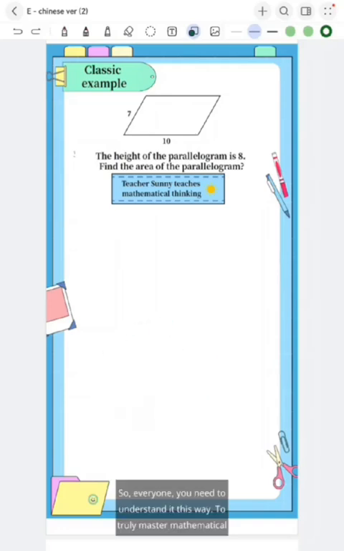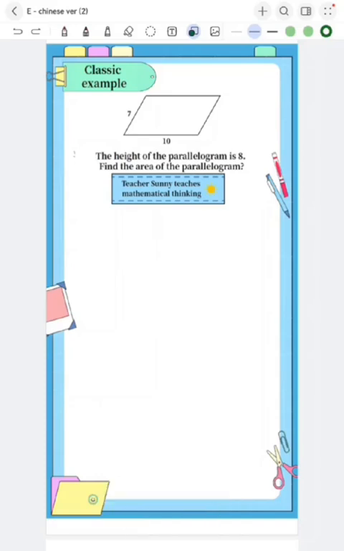So everyone, you need to understand it this way. To truly master mathematical thinking, you have to learn the fundamental principles. That's the only way to really grasp the core of problem solving. Let's look at the problem again. See, this quadrilateral problem has already been given to us.